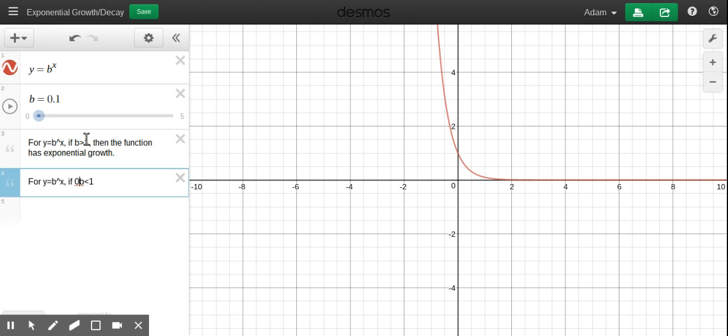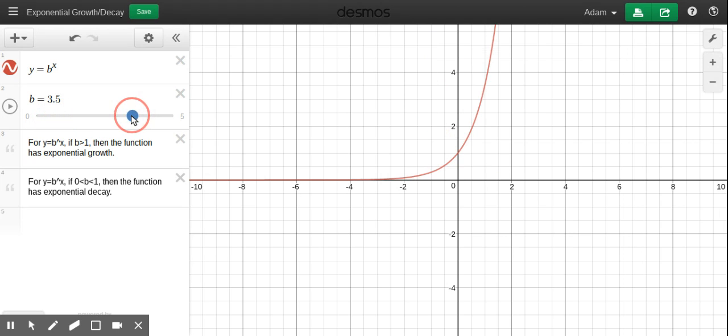and we should probably say if it's between 0 and 1, because we noticed that when we got to 0, it no longer existed. So it has to be positive. But when it's between 0 and 1, then the function has exponential decay. Again, there's decay because as we go left to right, it decreases. Here's growth because as you read left to right, it increases. Okay, we are done talking about this.